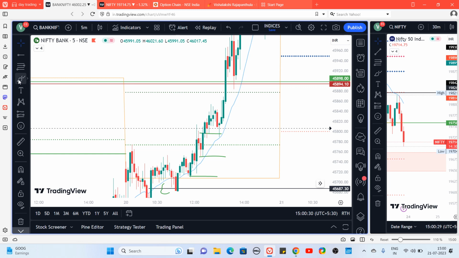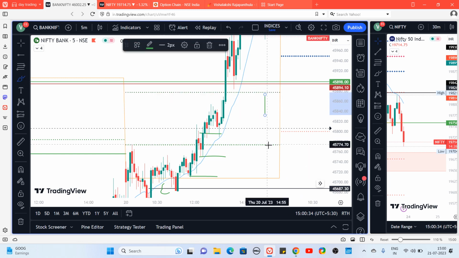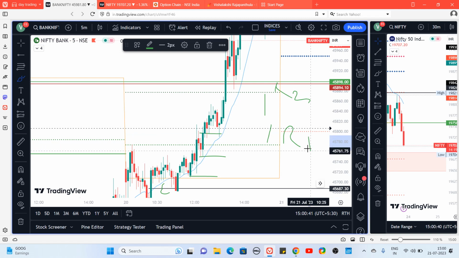I will mark this for you. This is the R2, R1 and R2. This is the R2 here. Okay, this is the R1 here. This is the bullish zone.